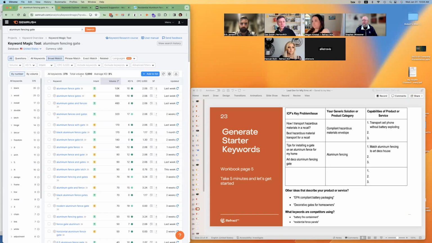So this tells you that there's about 376 variations of that term with about 5,000 searches a month. And the average keyword difficulty is only 8%. So this would be something that would be really good to use because you could get the customers cost effectively and it would be pretty easy to rank for them. So does that answer the question?